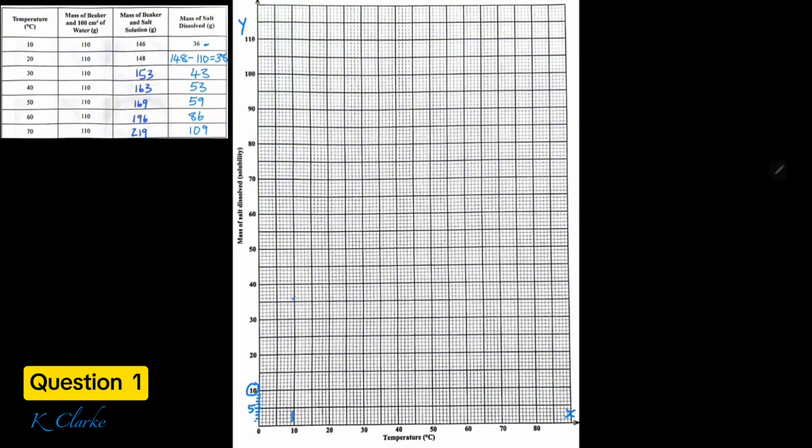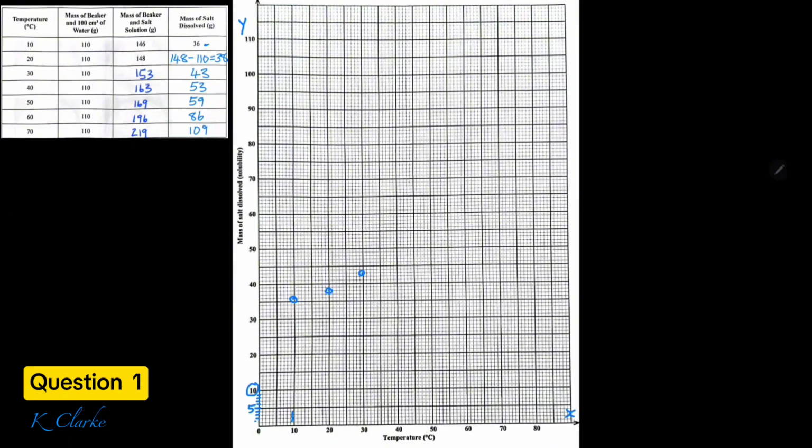Put a dot and we circle it. Now at 20 degrees Celsius, that is 38 grams. So this is 36, 37, 38. Put a point, circle it. At 30 degrees Celsius, the mass of salt dissolved is 43. So it's 40, 41, 42, 43.